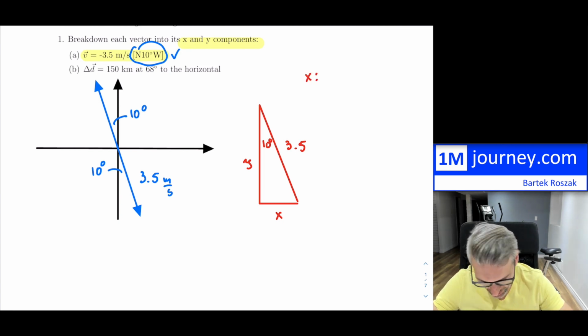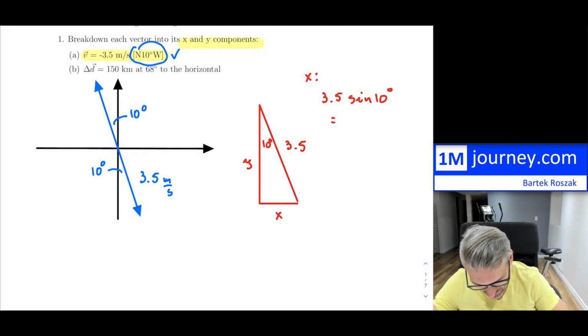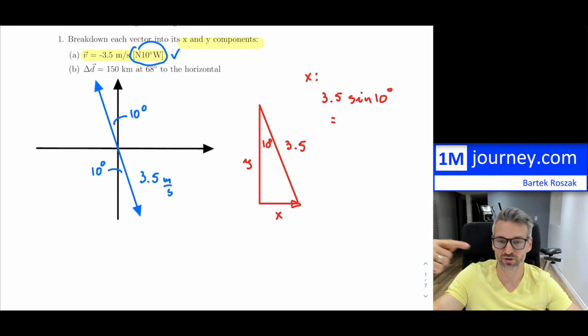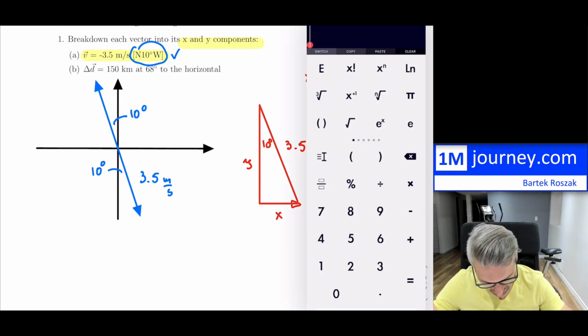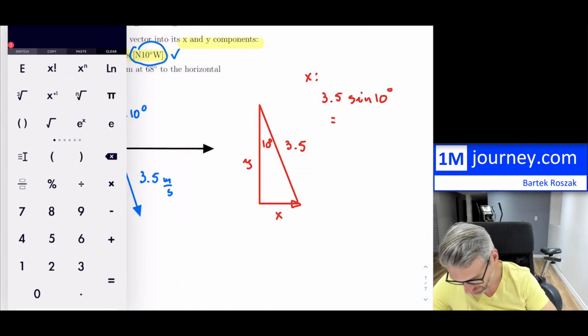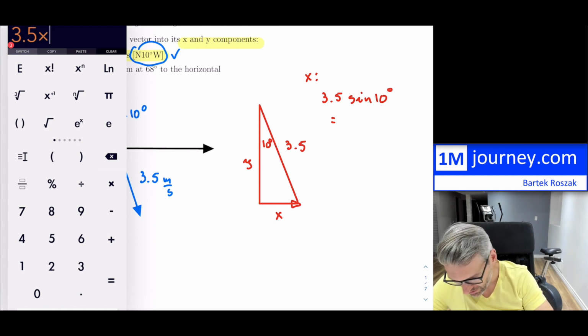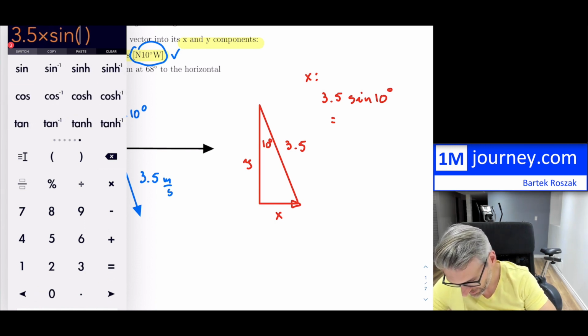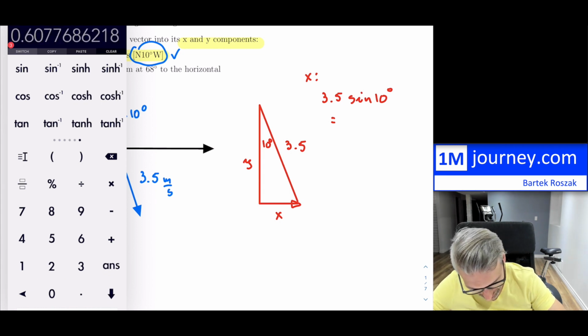So the x component is found from the 3.5. Notice x is opposite the angle, so we're going to use sine. This is going to be 3.5 times sine of 10 degrees. The answer is going to be positive because it is in the direction to the right, assuming positive is east. Here's the calculator: times sine 10 degrees equals. And so there you have it.